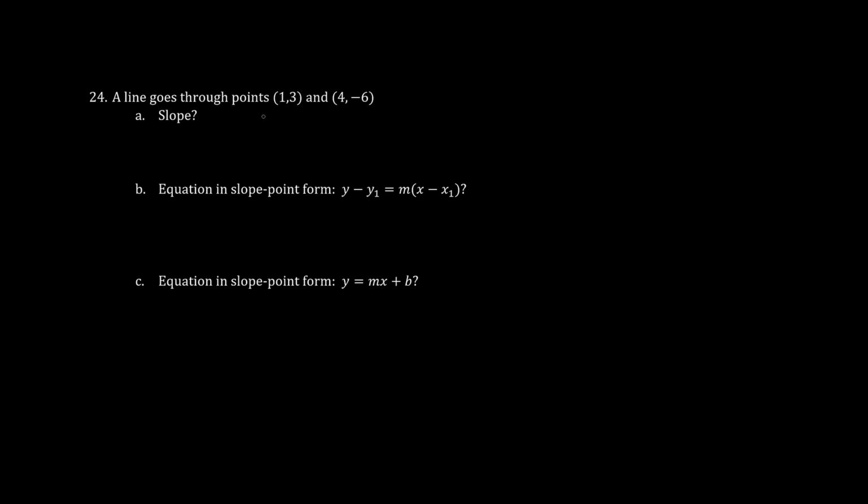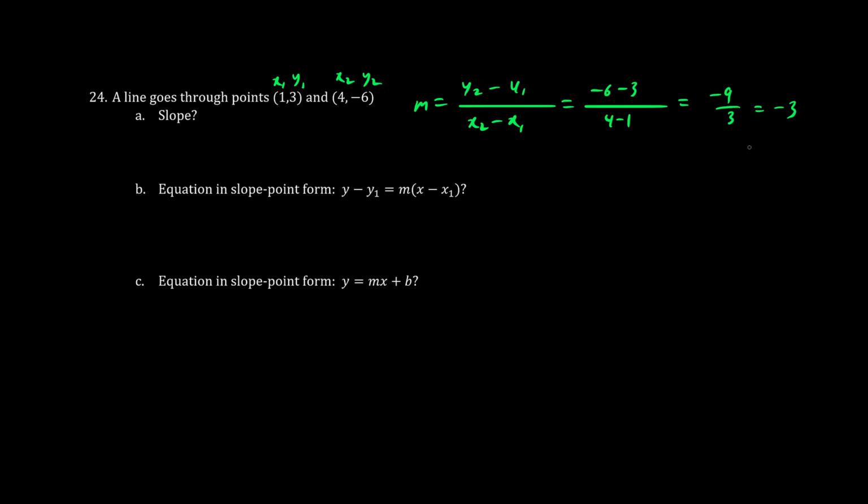A line goes through points (1, 3) and (4, -6). Let's find the slope. The slope formula is y2 minus y1 over x2 minus x1. Let's call this x1, y1. Let's call this point x2, y2. We just have to subtract. -6 minus 3 over 4 minus 1. So what is the slope? It's -9 over 3, which is -3.